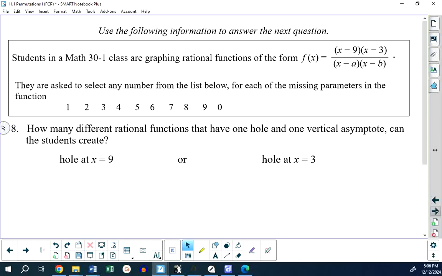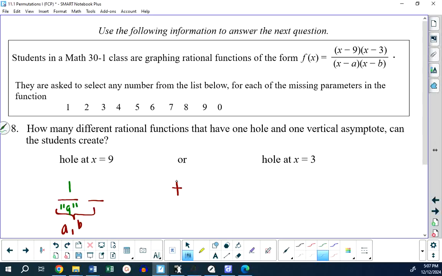And if you look at the numerator of this expression, there's a factor of x minus 9 and a factor of x minus 3. And that means that the hole has to either be at x equals 9 or x equals 3. And it's either. It's not both. We're not having a hole at 9 and a hole at 3. It's a hole at 9 or a hole at 3. So what we're going to do is find the number of functions that have a hole at 9 and the number of functions that have a hole at 3 and add them together. So we need to choose something for each of the two parameters of a and b. Well, first of all, if we have a hole at 9, one of these parameters must be a 9. This has to be the number 9. And there's only one 9 in the list.